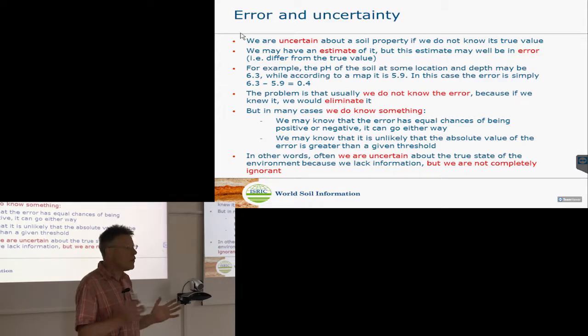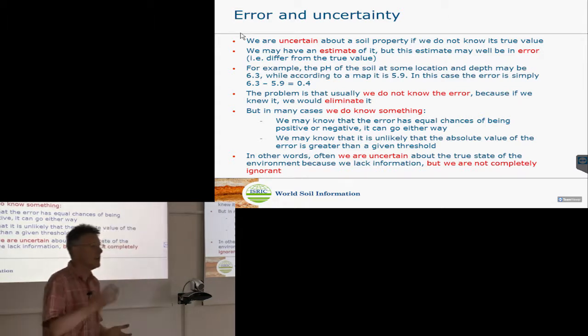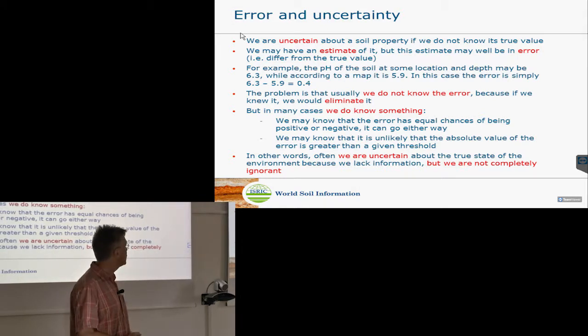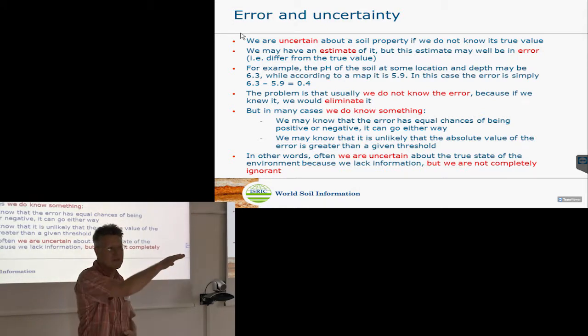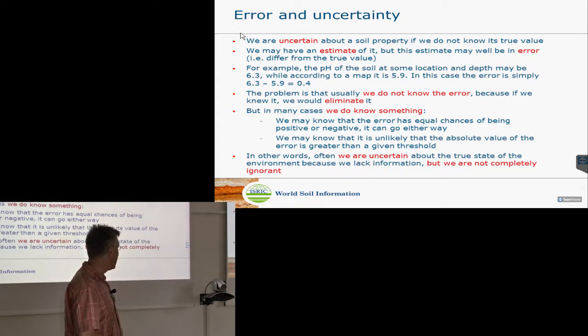And we may also know that the error is not likely to be bigger than a certain value, like for the pH estimate. Well, it's unlikely that the error is bigger than 1 or 2 units. So we're starting to come up with something like a probability distribution for the error. That's what we will be doing this afternoon.